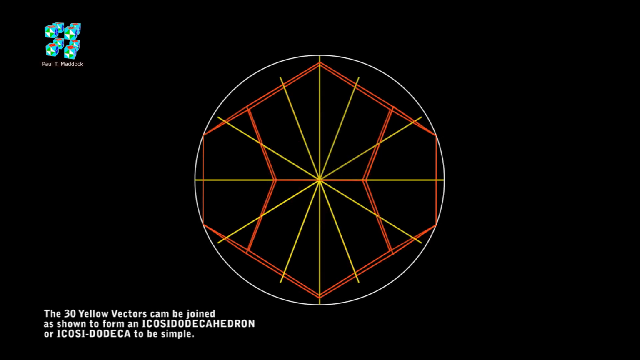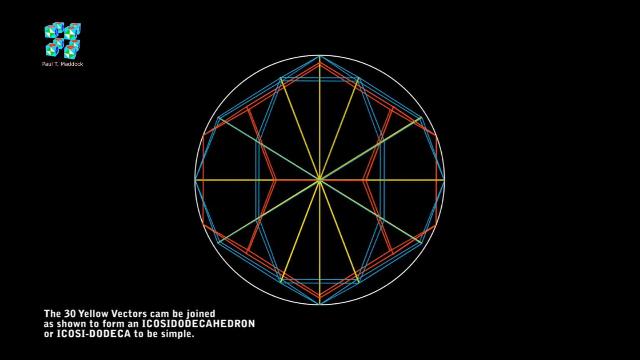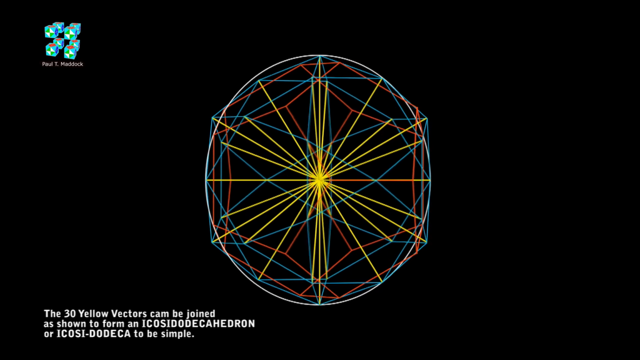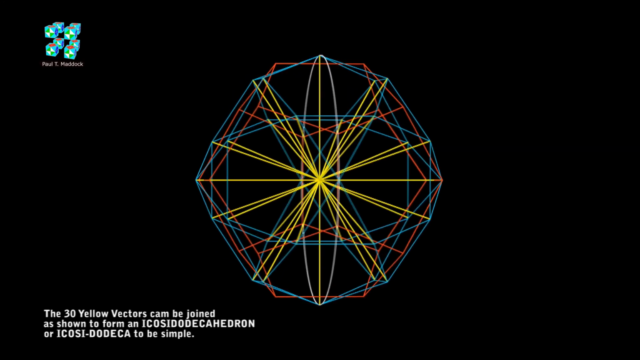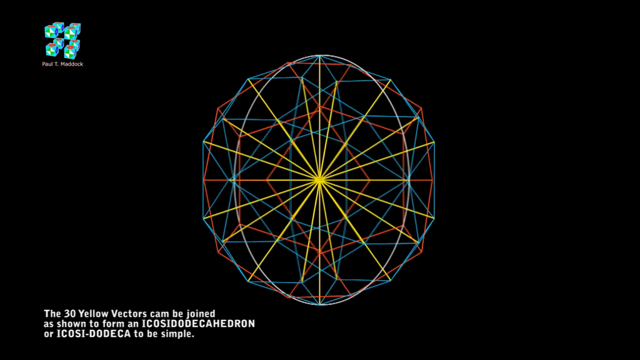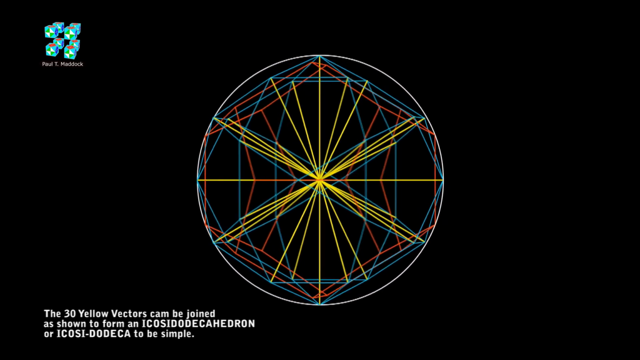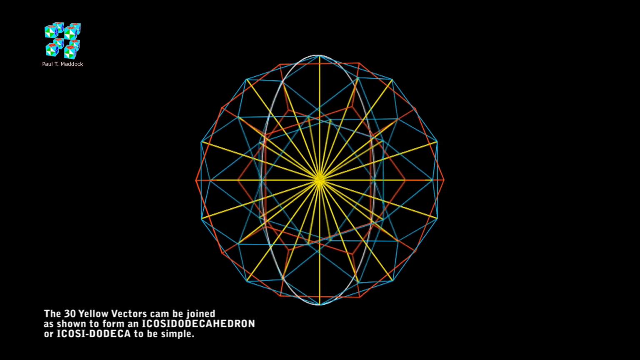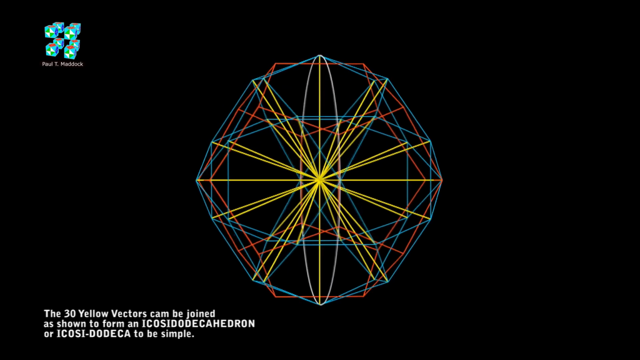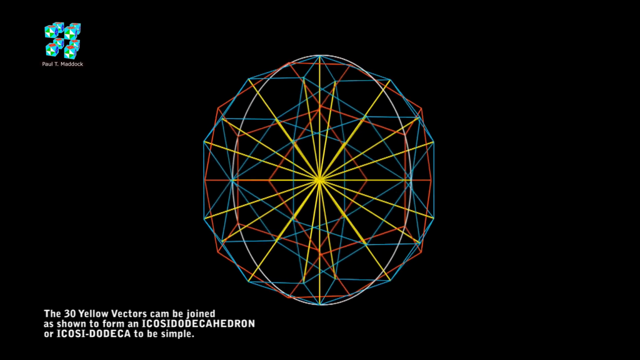I'm showing the 20 yellow vectors again. So what I've done with those vectors, I've joined all the ends up to make a polyhedra. Now I'm going to give it a spin around, and you can see how the polyhedra goes together. So now you can see it's formed an icosidodecahedron. I'm going to call it an icosidodeca. There's no need to go so highfalutin.